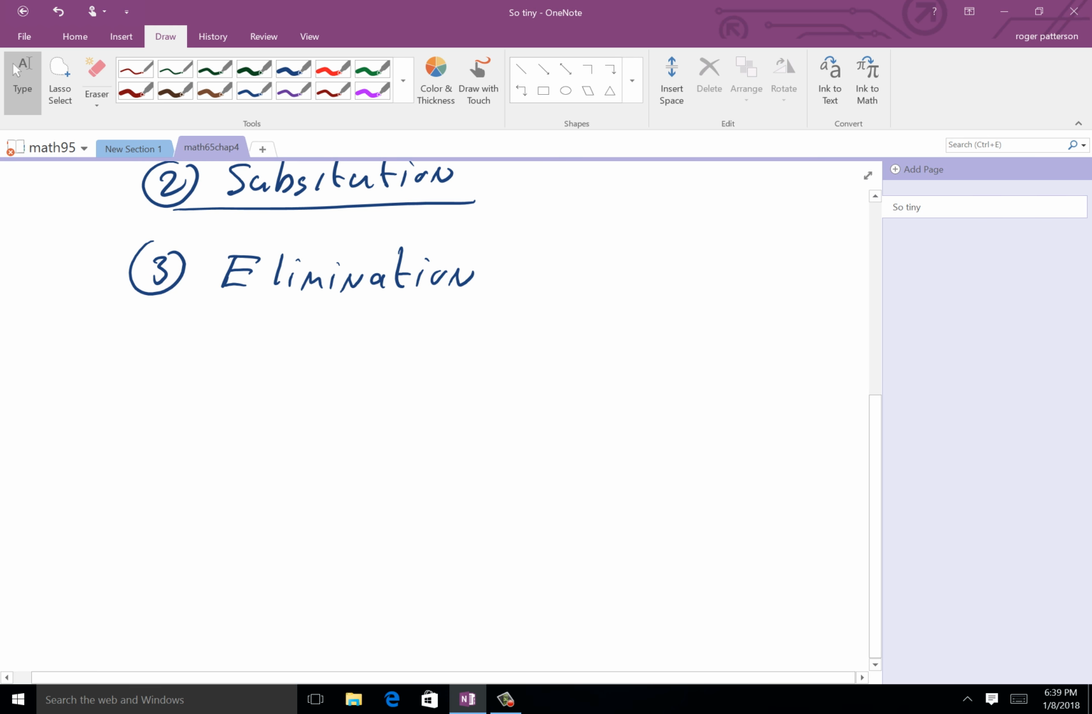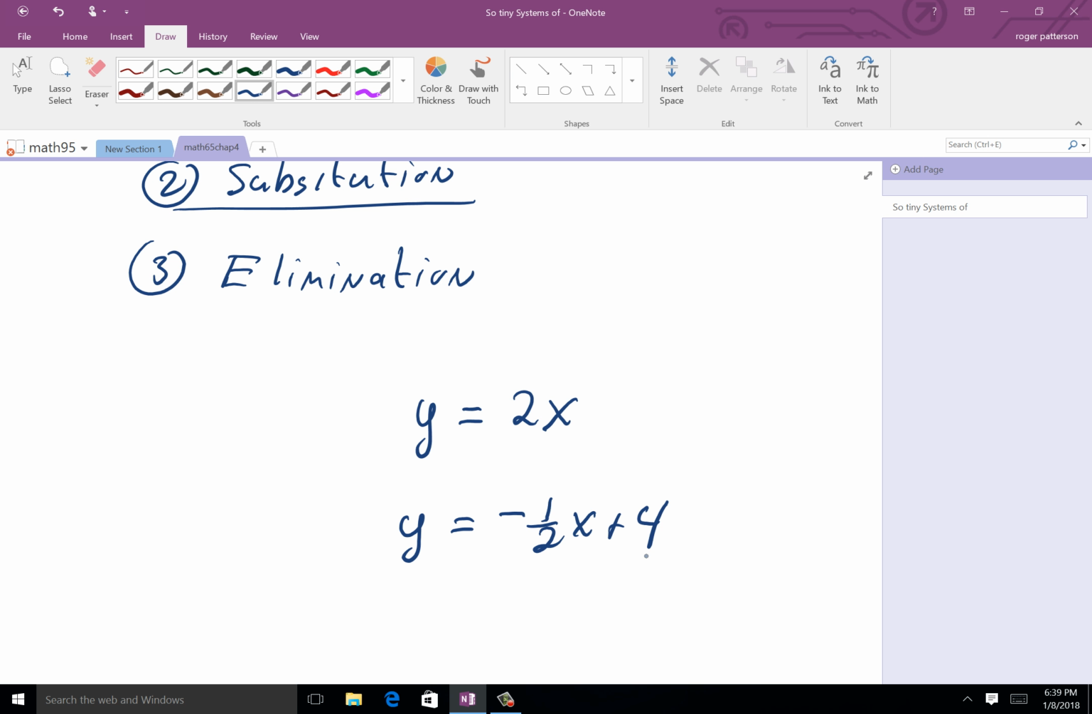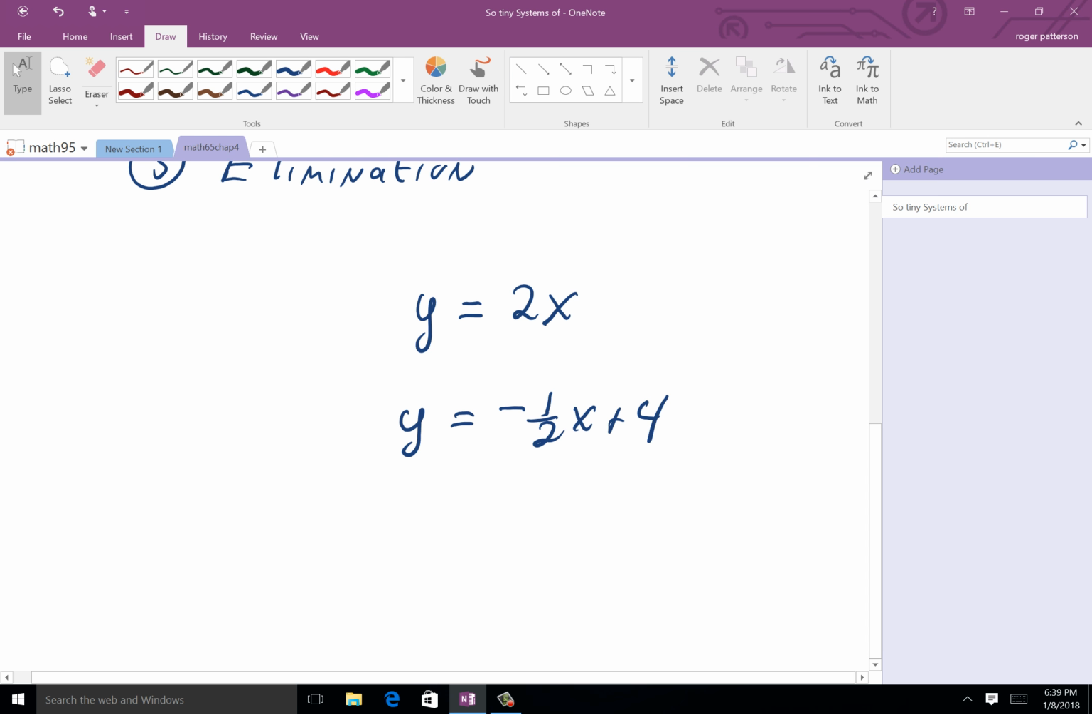A system of equations, basically a linear system, looks something like this. If we have y equals 2x and y equals negative 1/2 x plus 4, something like that, that's called a system. These are 2 linear equations, and hopefully you know how to graph these either from your Math 60 course or some previous math courses. So let's do that anyway, but we'll talk about it.